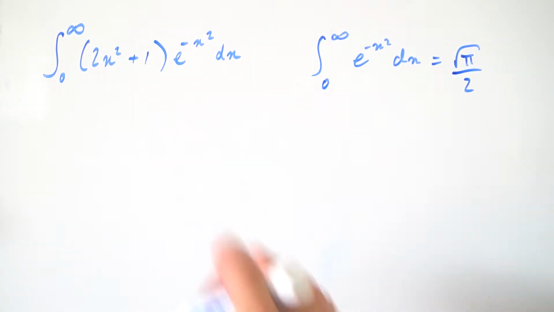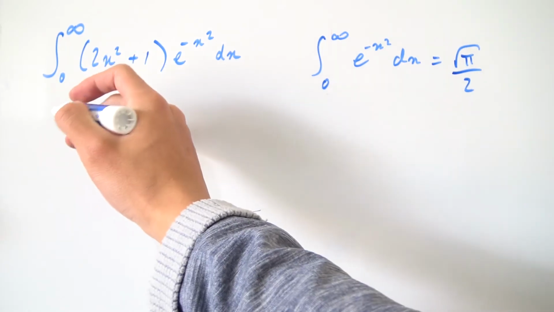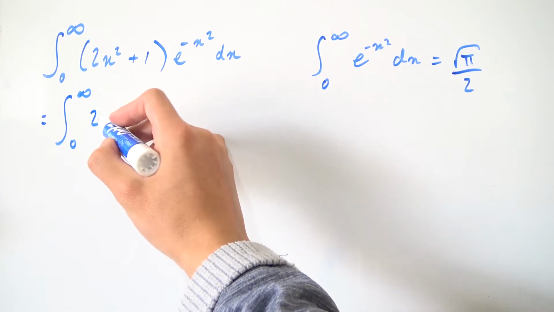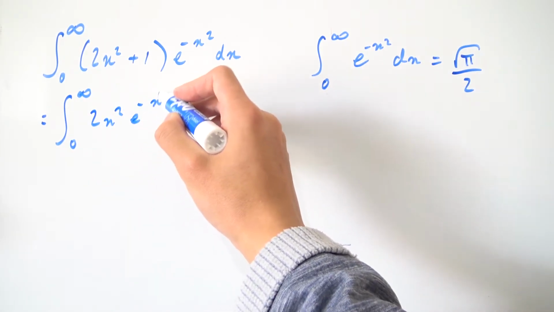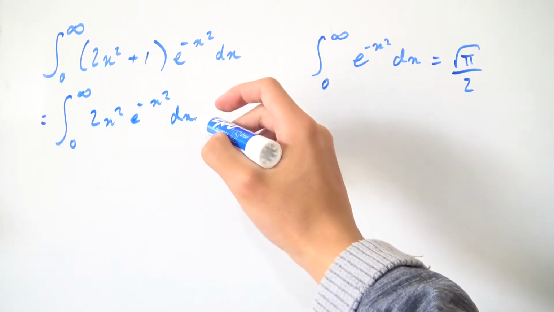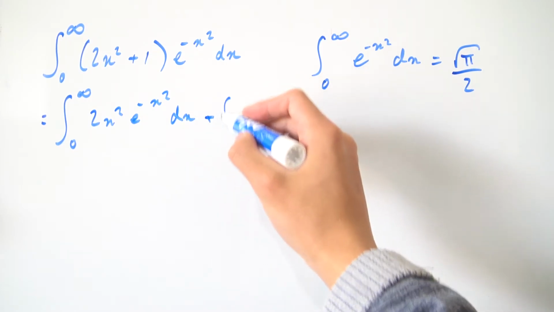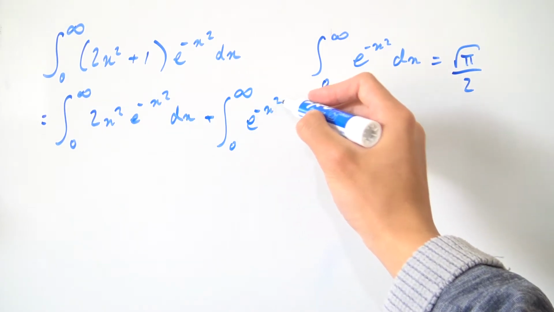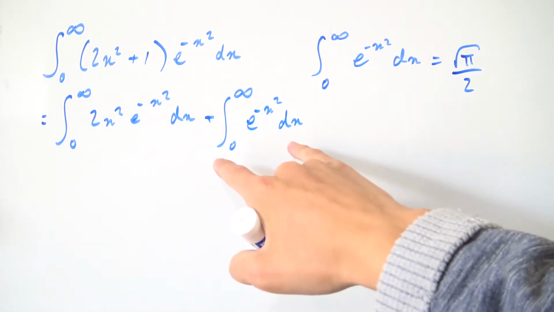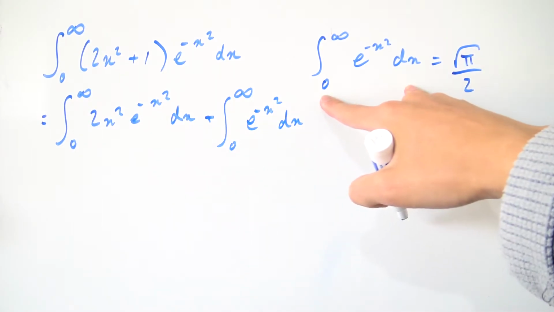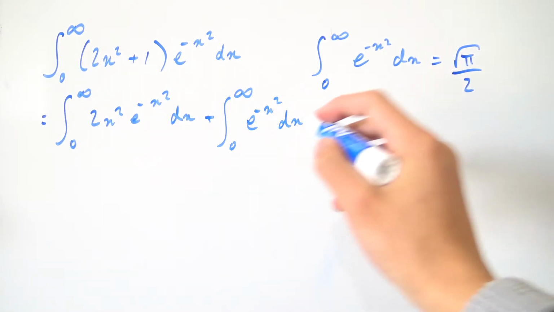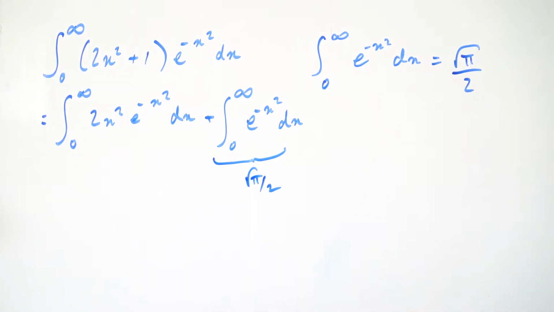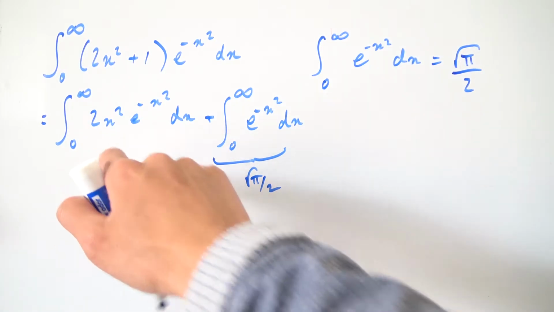Well, the first thing I did was I expanded out this bracket right here. So this becomes the integral from 0 to infinity of 2x² e^(−x²), and I'm going to split the integral up into 2 as well. So we're going to have plus another integral from 0 to infinity of 1 times e^(−x²) dx. And the nice thing is this part right here is the exact same thing as this integral, which is square root of pi over 2. So now this thing right here is the square root of pi over 2, and now all we're really left with is this integral right here.